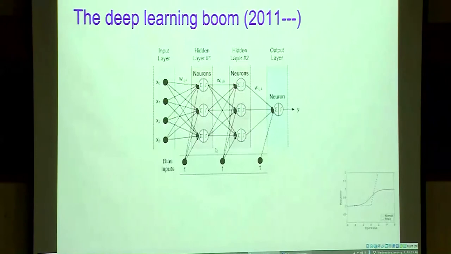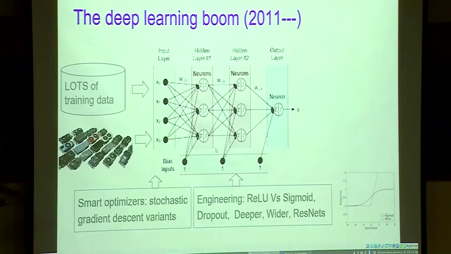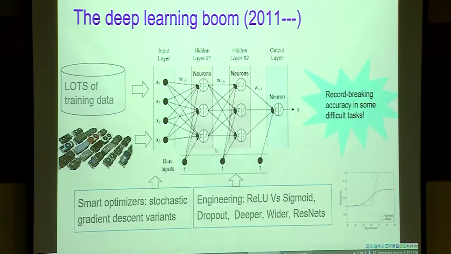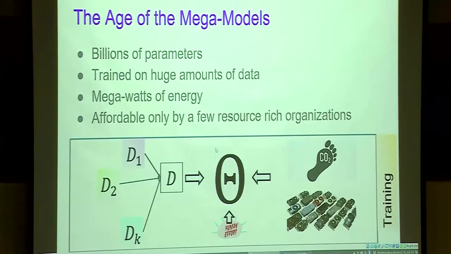But that changed in 2011 and thereafter. A bunch of dedicated deep learning researchers figured out engineering of this neural network, and there were contributions from the mathematical optimization people. There were variants of stochastic gradient descent algorithms developed. And then in parallel, the hardware companies were donating huge amounts of computing power. There was a lot of data being generated. And for many difficult tasks, we started getting record-breaking accuracy. And that brought us to the age of the mega models.